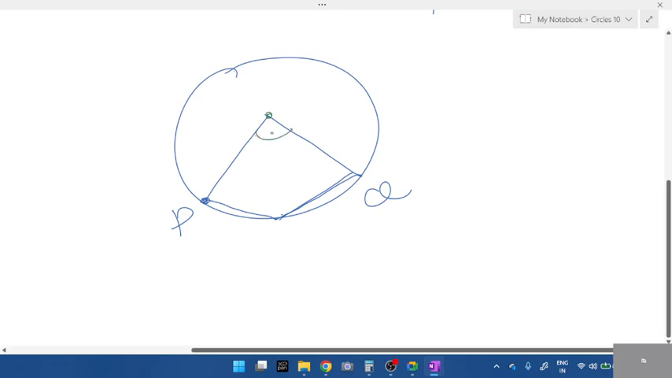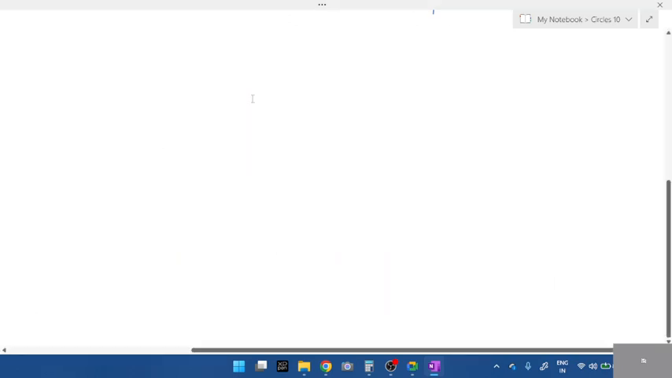Angle formed in the center is twice the angle formed on the circle. Okay, even by definition I gave that. Then we learned reflex angle is done. Next one. Theorem 3.